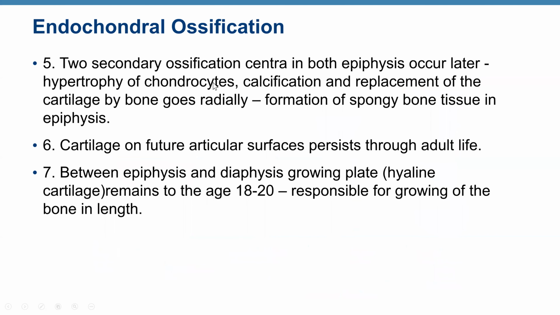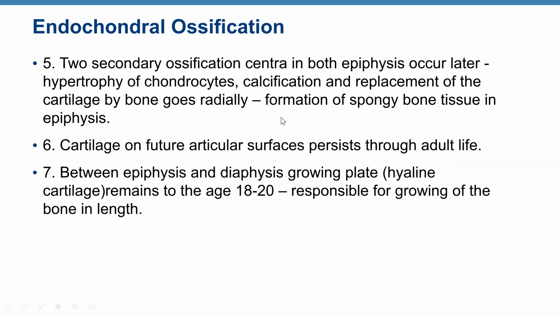Now, what happened? Again, chondrocytes enlarge. We have hypertrophy of chondrocytes. They start calcification, so they start to secrete calcium. And when chondrocytes calcify themselves, they die. They cannot survive because cartilage is an avascular tissue, so it requires oxygen and nutrients by diffusion.